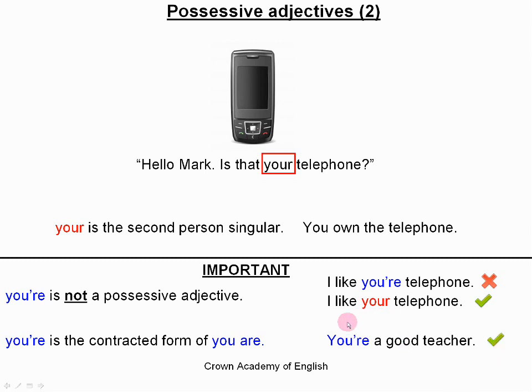Okay? So it is particularly important in writing, when we are writing in English, because when we speak, the pronunciation is the same. Your pronunciation is the same, but it is very important when we are writing. Okay?